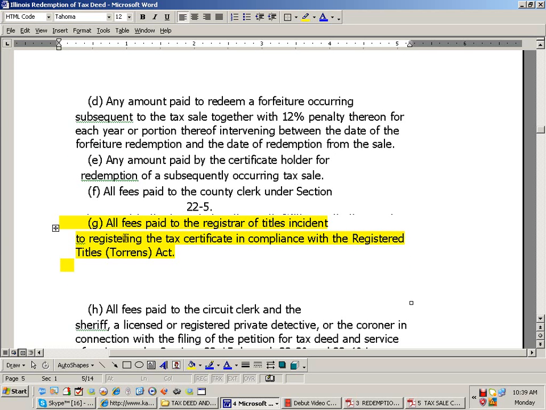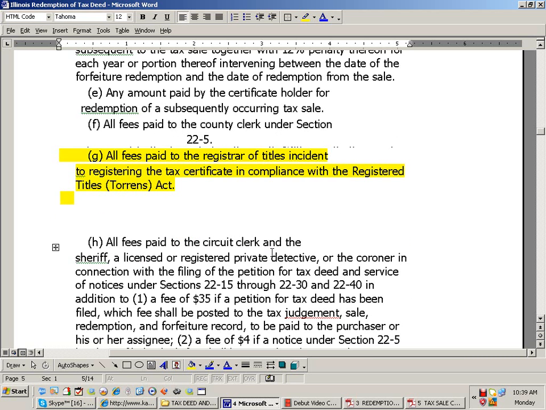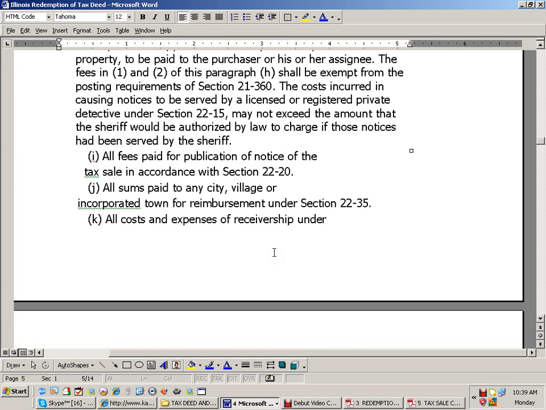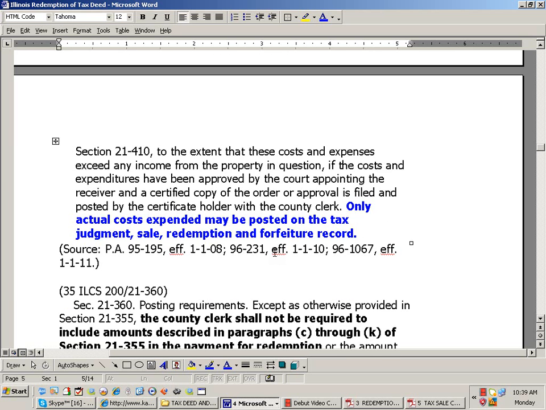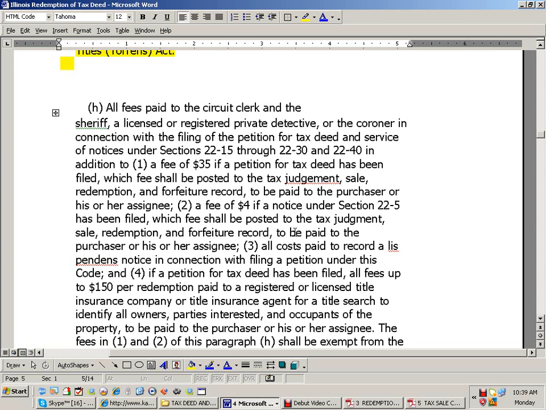And then all fees paid to the registrar of titles incident to the registering of the tax certificate in compliance with the Registered Titles Torrens Act. Fees, all sorts of fees you had to pay. Look at number 3, all costs paid to record a lis pendens notice. That's an H, right? Yes. Number 3, all costs paid to record a lis pendens notice in connection with filing a petition under this code.